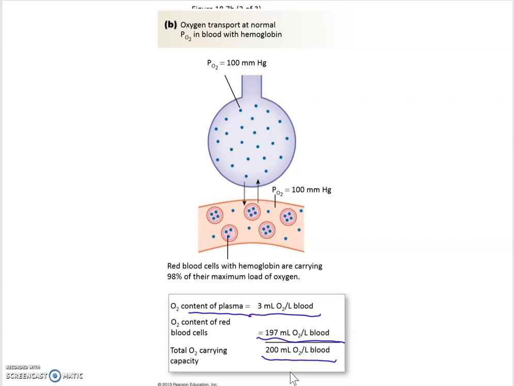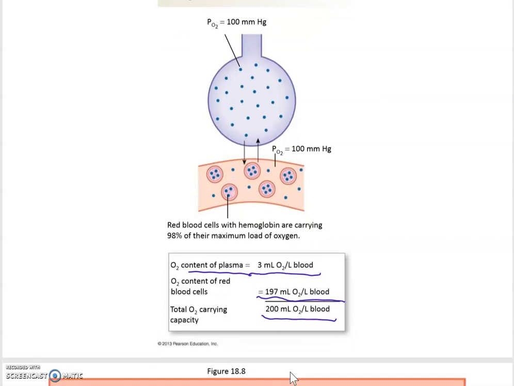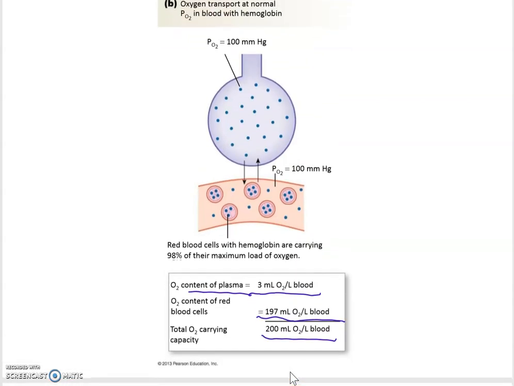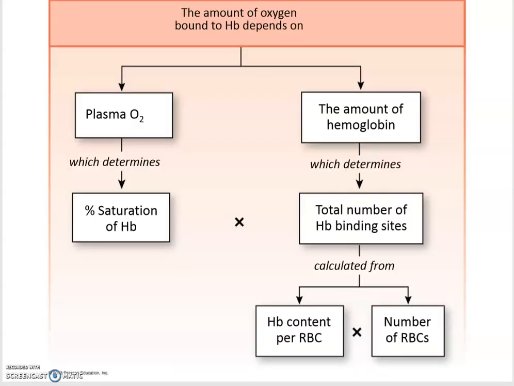There's no way a gas could dissolve at that concentration into a liquid. And basically, hemoglobin is doing a great job in carrying oxygen. Here's a flow chart that shows you what the amount of oxygen bound to hemoglobin depends on. And of course, that it depends on the plasma oxygen concentration, which determines the percent saturation of hemoglobin.